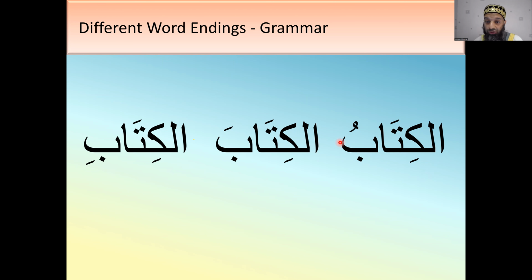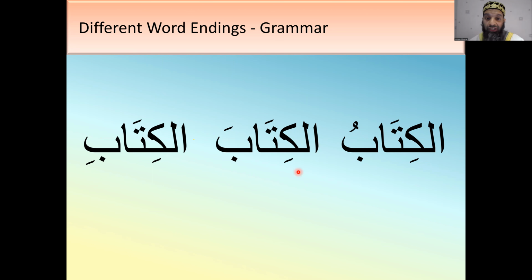Al-kitab. They put a sukoon at the end and they don't end it with grammar. That's how people speak Arabic now. They don't speak with the grammar ending. But really, if you want to speak properly, the students of Arabic speak properly with the grammar endings. And that's the proper way. So al-kitabu, al-kitaba, al-kitabi, they all mean the book.